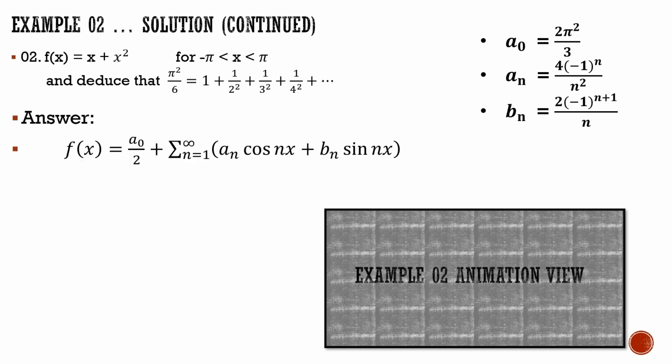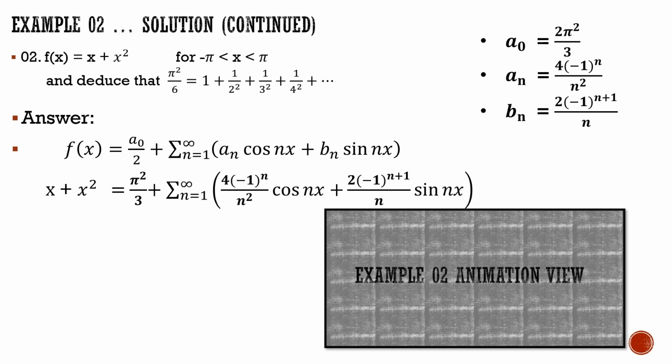After substituting these values into the general equation of the Fourier series, we get the final answer: x plus x squared equals 5 squared over 3 plus the sum from n equals 1 to infinity of 4 times (minus 1) to the power n over n squared times cos nx plus 2 times (minus 1) to the power n plus 1 sin nx divided by n. This is the animation view for example number 2.